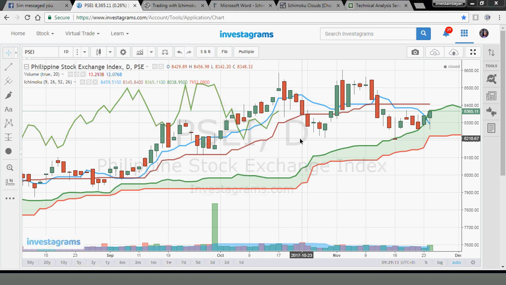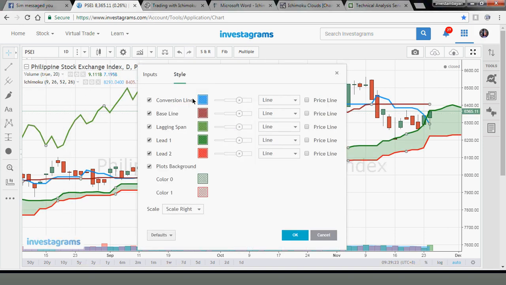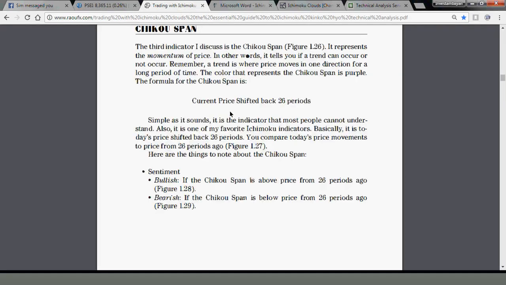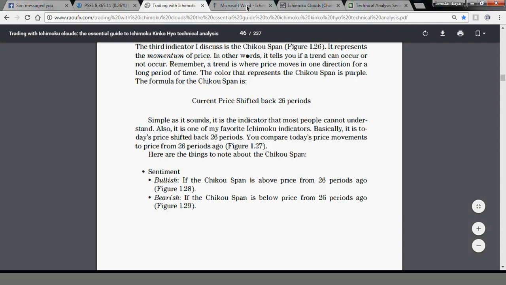So, madaming makikita tayo dito ng mga indicators, mga colorful lines, something like that. So, let's learn them. Nakita naman natin ito kapag nasa settings tayo: conversion line, baseline, lagging span, lead 1, lead 2. Actually, they have their own terms that we are going to learn.